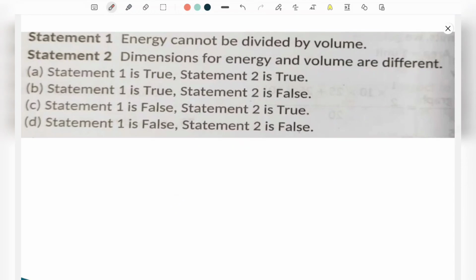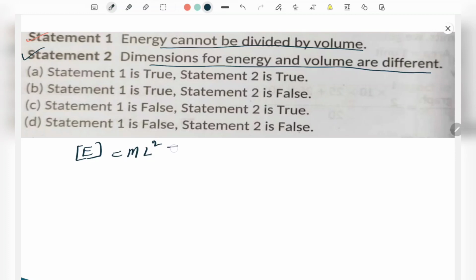In this question, they have given two statements. Statement 1 says, energy cannot be divided by volume, and the second statement says, the dimensions for energy and volume are different. So, statement 2 is obviously true because the dimension of energy, as we know it already, is ML square T to the power minus 2, and the dimension of volume is nothing but L cube. So, option 2 is correct.